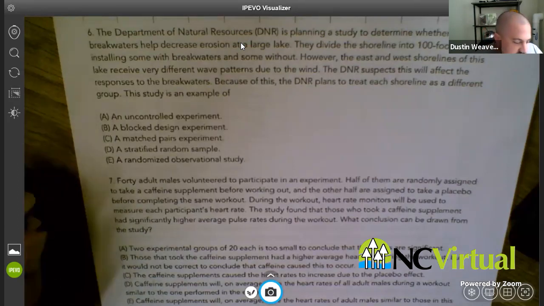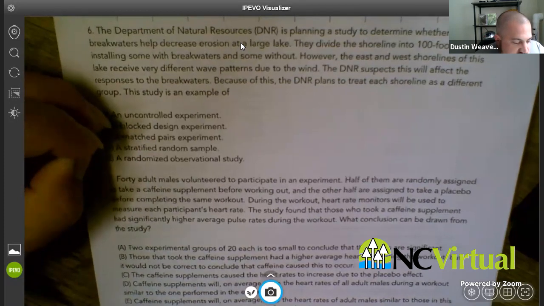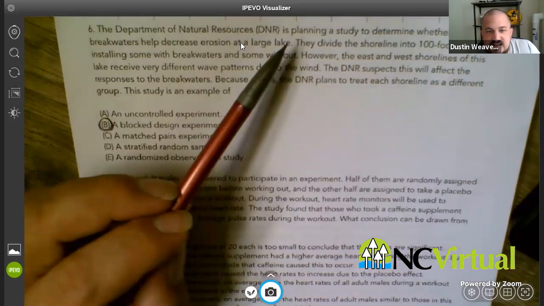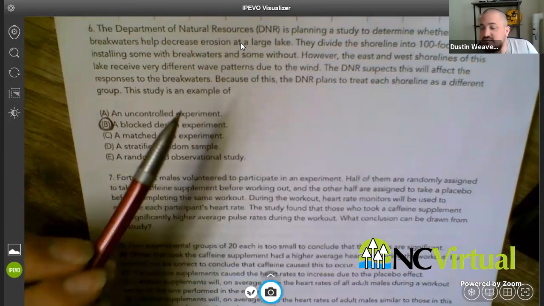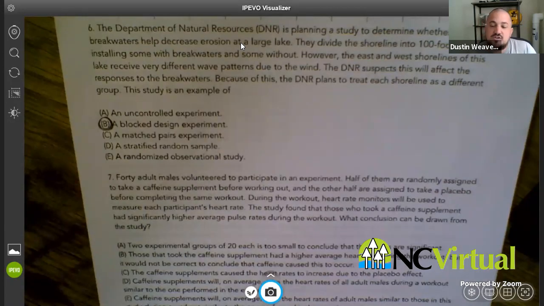Yes, absolutely. So this is a blocked experiment. Blocked means when you're doing an experiment, and obviously this is an experiment because they're dividing the shoreline, and you know that there's something that may affect your results, so you're going to put them in different groups. Now, Mary, the reason it's not matched pairs is because matched pairs means you're doing 2 treatments to one thing. So in this case, we're not doing 2 treatments to one thing.